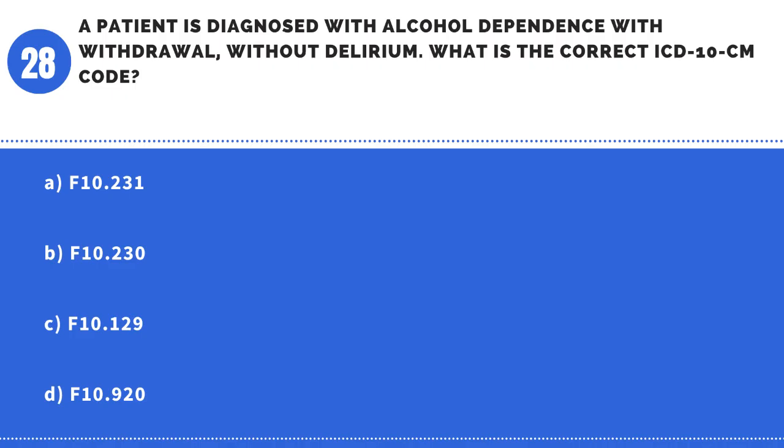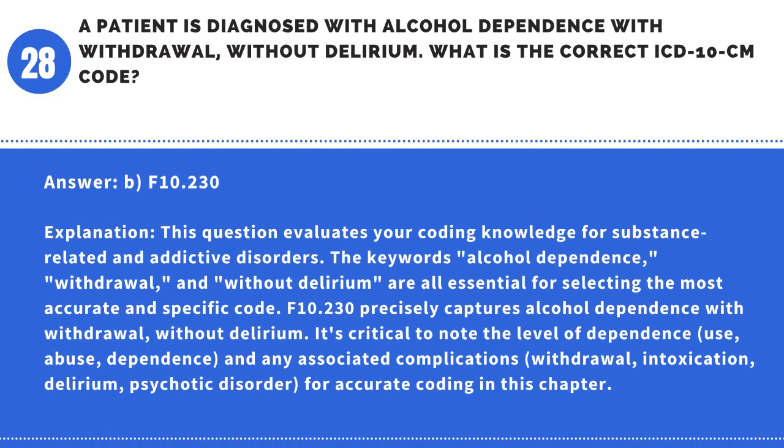Question 28. A patient is diagnosed with alcohol dependence with withdrawal without delirium. What is the correct ICD-10-CM code? A. F10.231. B. F10.230. C. F10.129. D. F10.920. Answer B. F10.230. This question evaluates your coding knowledge for substance-related and addictive disorders.